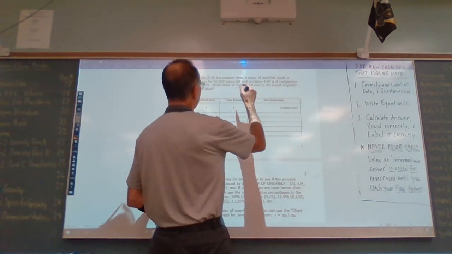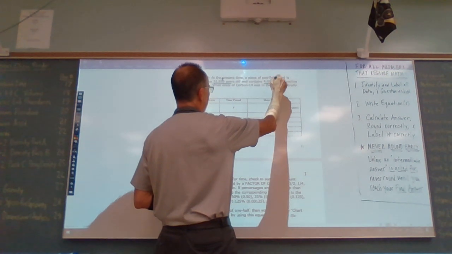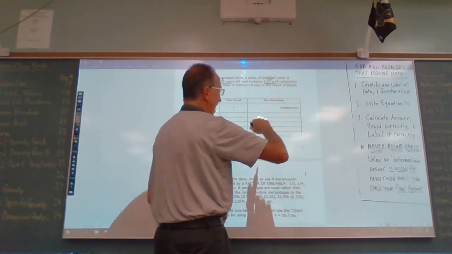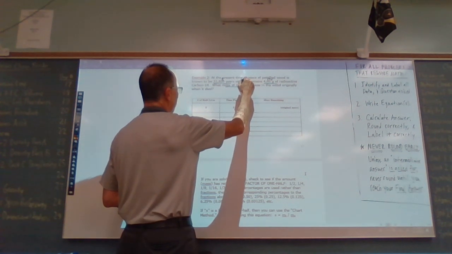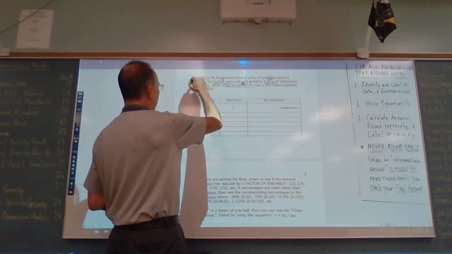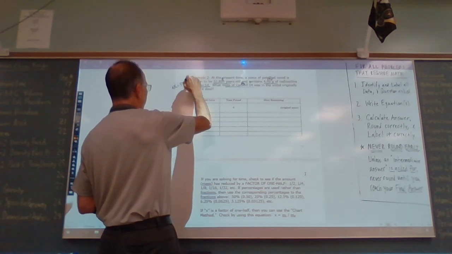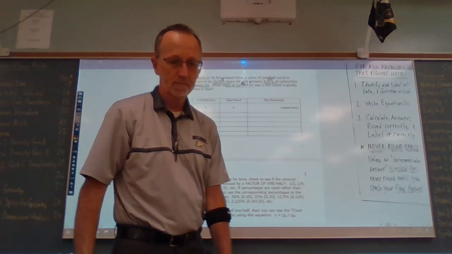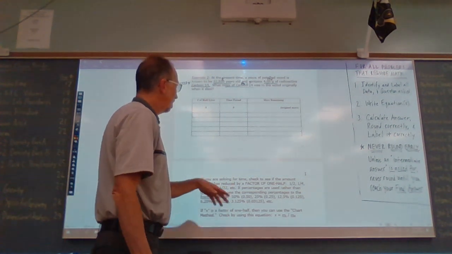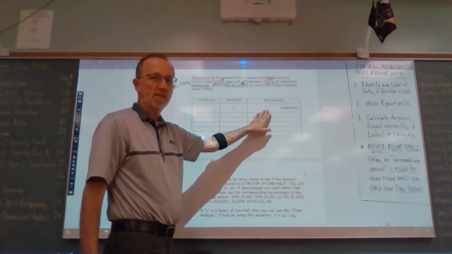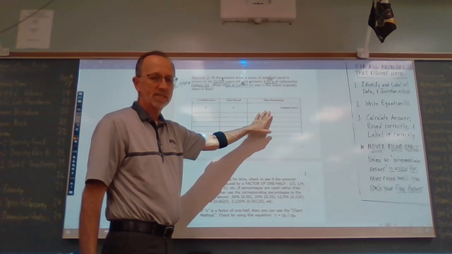So again, this was the time that had passed, 22,920 years. This is the remaining mass, 4.00 grams. We're looking for the original mass. And again, the half-life time for carbon-14, 5,730 years. So get that back filled in. All right, so as we look at our chart here, this is the original mass. We don't know that yet. All right, we're going to work our way towards that.